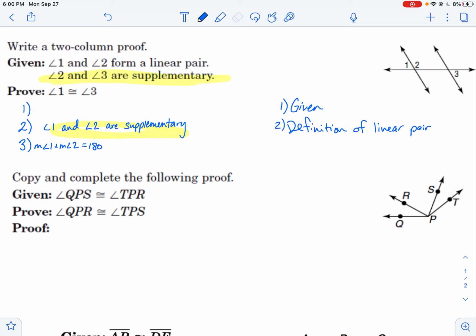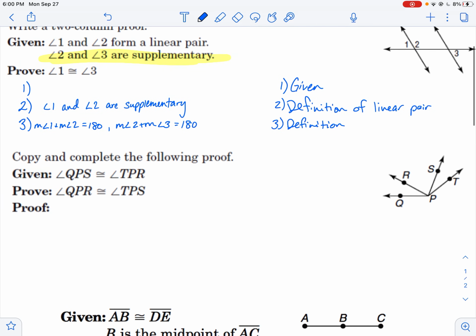So what does it mean to be supplementary? It means they add up to 180. So those add up to 180. But so do measure of angle 2 and measure of angle 3 by the definition of supplementary. So if you have supplementary angles, they add up to 180.